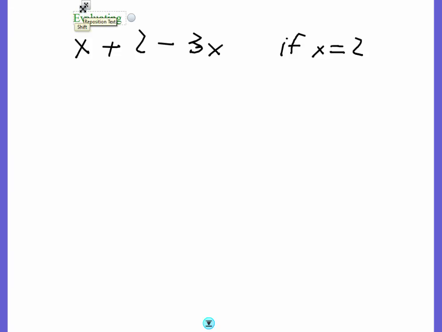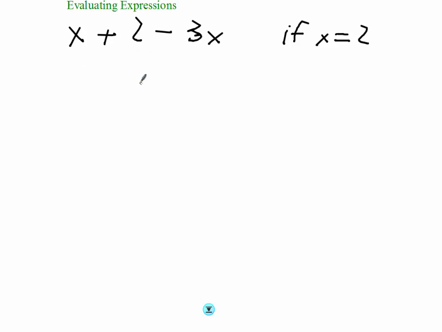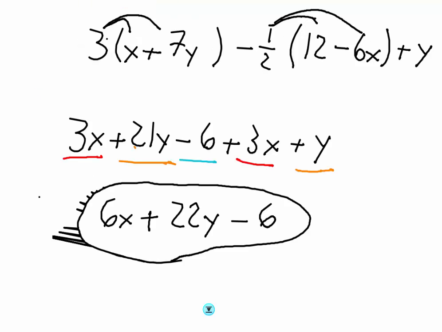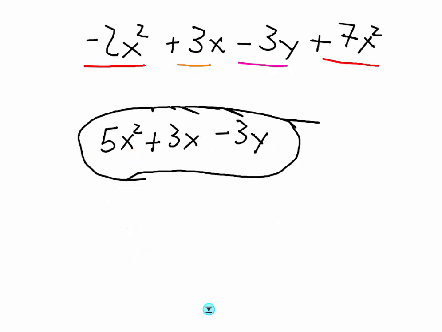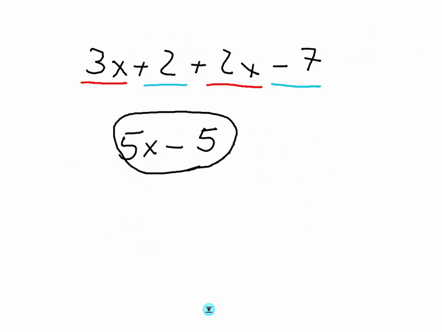So we're gonna be doing the next video, and this deals with evaluating expressions. Okay, so if we think back to what an expression is, just a bunch of terms that has no equal sign or inequality. It's just something we can simplify, but we can't solve it. But what we've been doing, for instance, if you remember from the last video where we combined like terms, we would get an answer that had a bunch of variables. So 6x plus 22y minus 6, 5x squared plus 3x minus 3y, 5x minus 5.